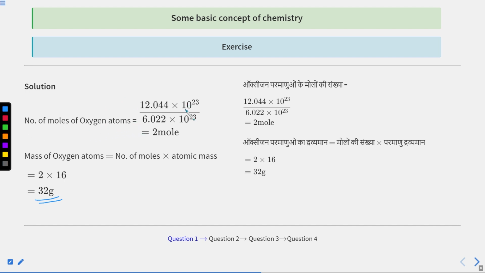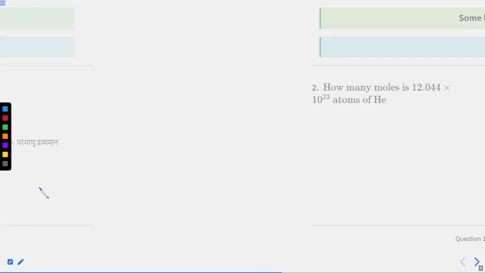For the number of moles of oxygen atoms, first of all you have to calculate n, which is N by Na, where N is the number of atoms and Na is the Avogadro number. So you will get the number of moles of oxygen atoms present in this particular number, that is 12.044 into 10 to the 23, and the number of moles is 2 moles. Mass of oxygen atoms will be number of moles into atomic mass. So number of moles is 2 and atomic mass is 16 grams, so you will get the answer 32 gram. I hope you are getting this question. This is a very simple and easy question. Let's move to question number 2.